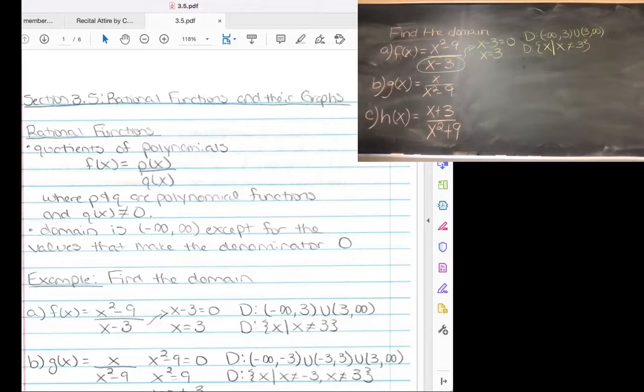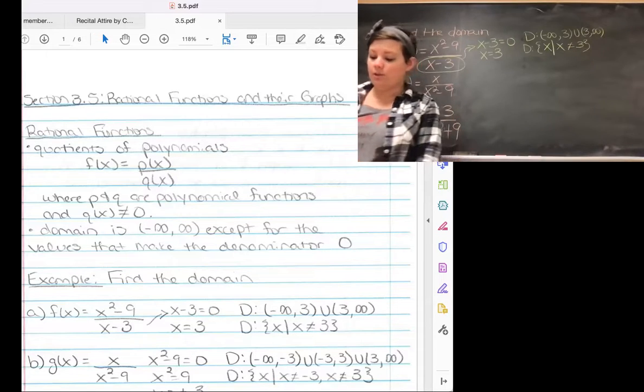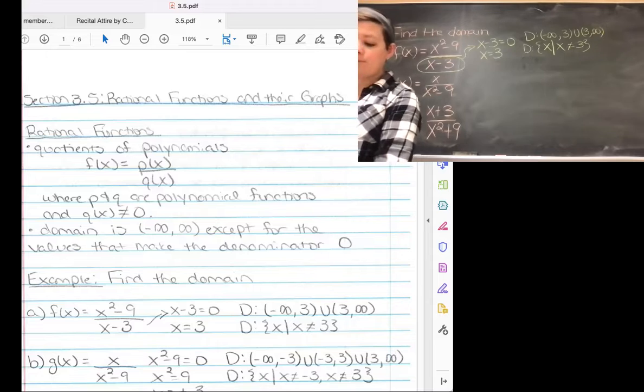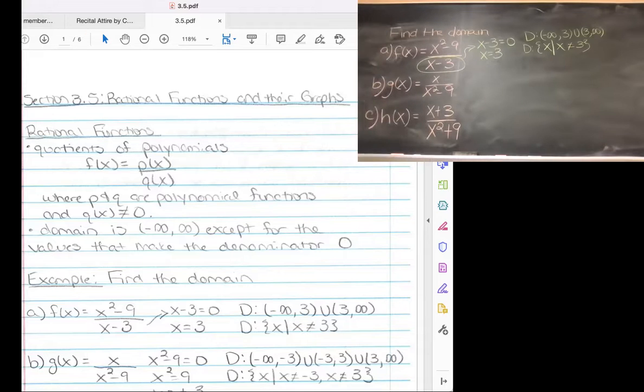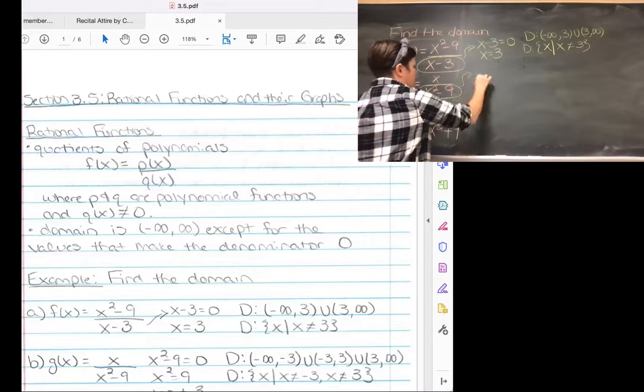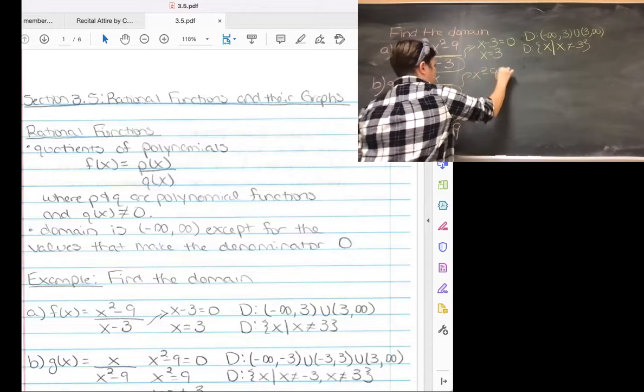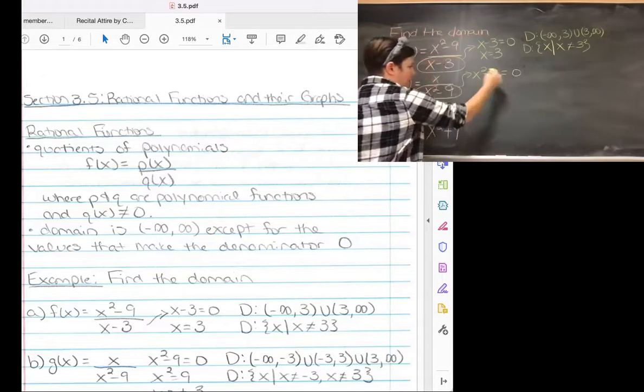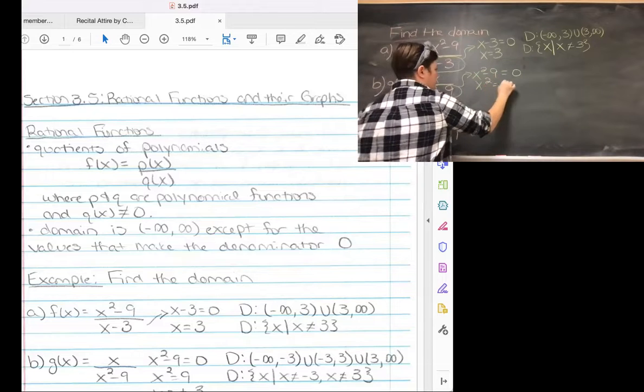Usually we use interval notation, but there's another refresher on set builder. So really we just need to figure out what causes issues in our denominator. For b, we have g of x equals x over x squared minus 9. So I'm going to take that x squared minus 9 and set it equal to 0. I'm going to add my 9 over.